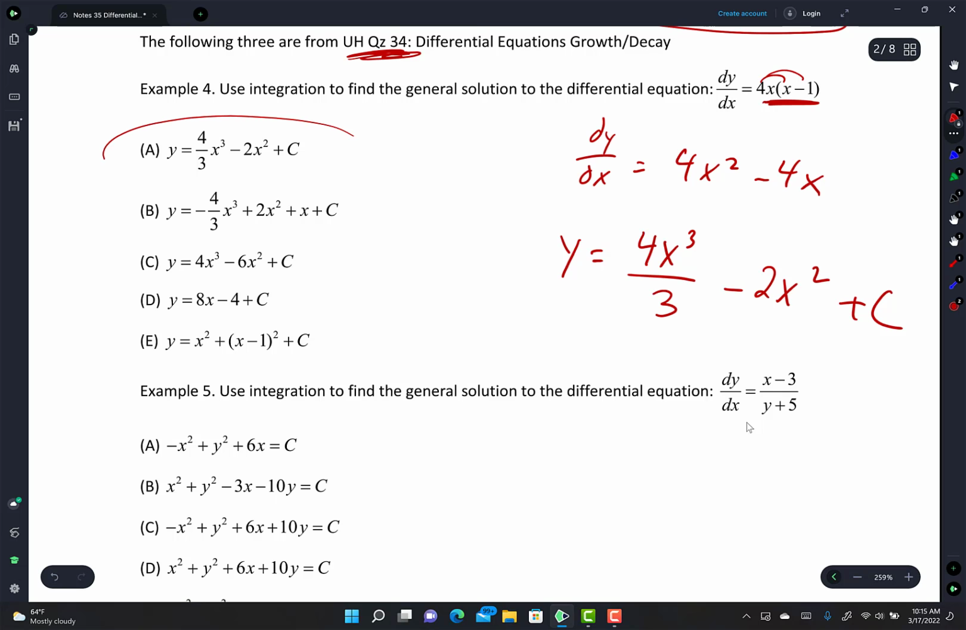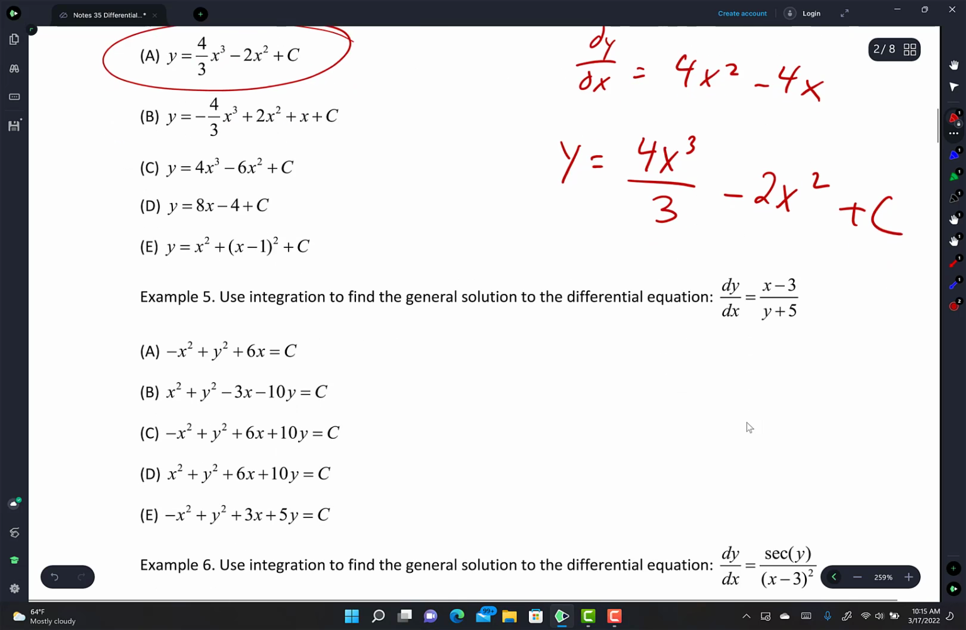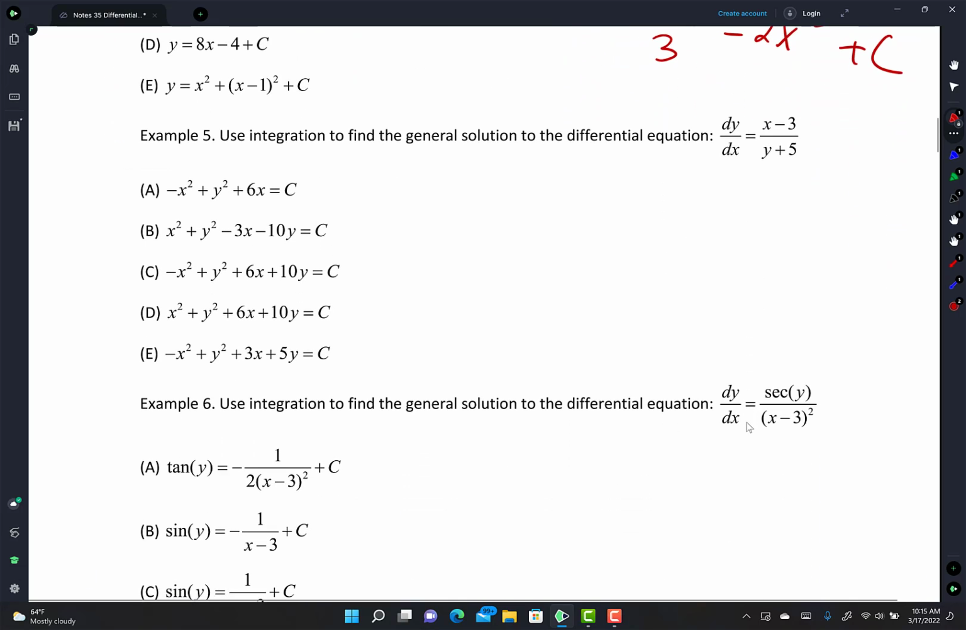It's the first one. Does everyone see how we did it? Okay. Let's look at the next one. Does the next one have x's and y's in it? We're going to have to separate our variables. Cool? Okay. So, I want the y's with the y's.